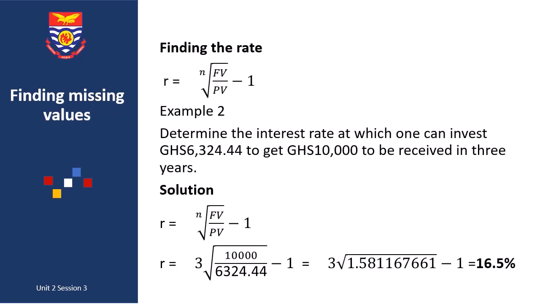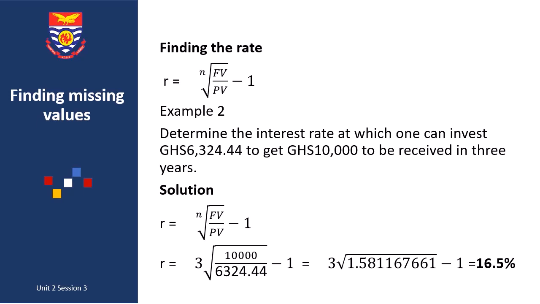All right, so there are instances that the examiner or the question may demand you to find some missing values in the formula. It means they can give you the future value, they can give you the present value, and they will ask you to find the rate. So anytime you are asked to find the rate, you just change the subject of the formula and you make R the subject. All right, as simple as that.